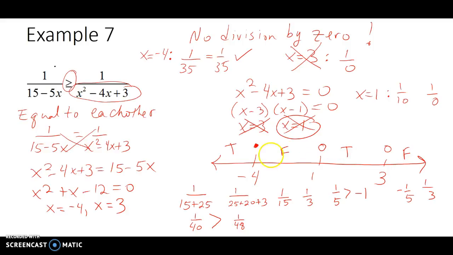So now if I consider where it's true, I'd have all of this being true, and then all of this being true. So our solution set are all the numbers less than or equal to -4, all the numbers in between 1 and 3.